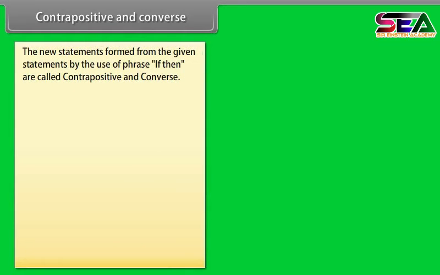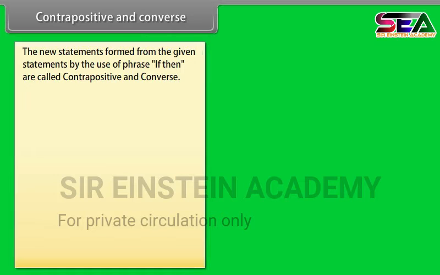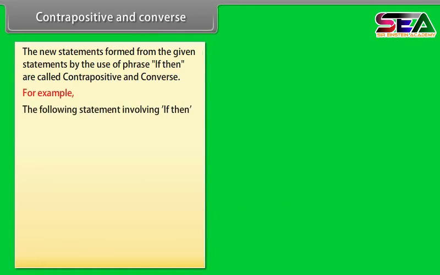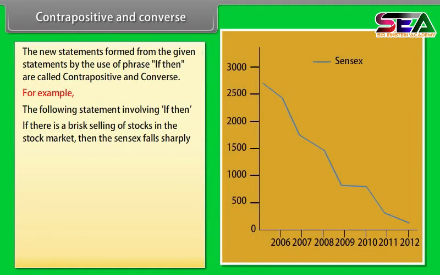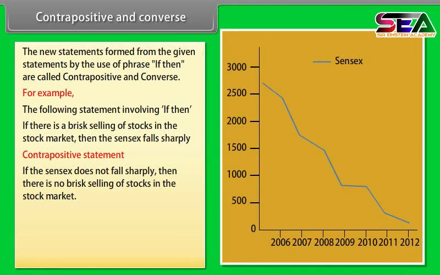Contrapositive and converse. The new statements formed from the given statements by the use of the phrase if-then are called contrapositive and converse. For example, consider the following statement involving if-then. If there is a brisk selling of stocks in the stock market, then the Sensex falls sharply. The contrapositive of the statement is, if the Sensex does not fall sharply, then there is no brisk selling of stocks in the stock market. Both the statements convey the same meaning.